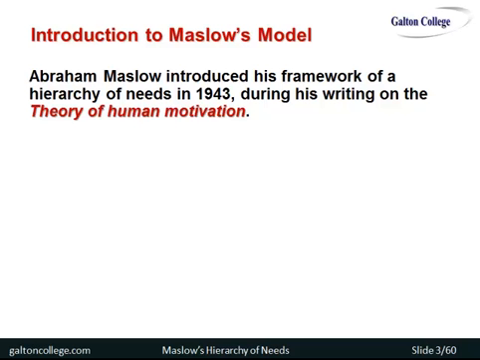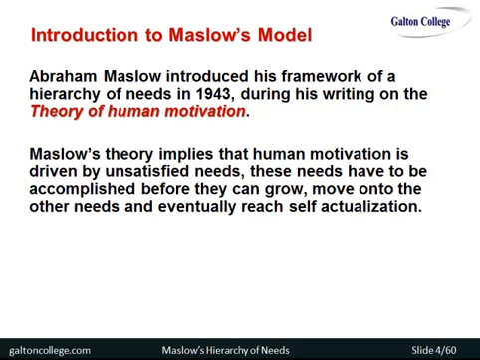So let's look at what's entailed in Maslow's hierarchy of needs model. Well, Abraham Maslow introduced his framework of a hierarchy of needs in 1943 during his writing on the theory of human motivation. In fact, there were a couple of publications around this time. Towards the Psychology of Being was also published, and so on. But essentially, what came out of this period was this idea of a hierarchy of needs, and this could be linked to motivation.